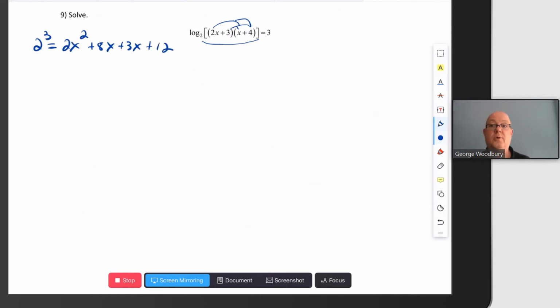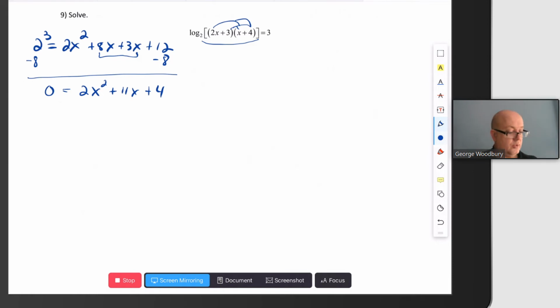2 to the third power equals 8. So to get this in standard form, I'm going to subtract the 8. I'm going to combine some like terms, and we get 0 equals 2x squared plus 11x plus 4. And that one does not factor. So we go to the quadratic formula.